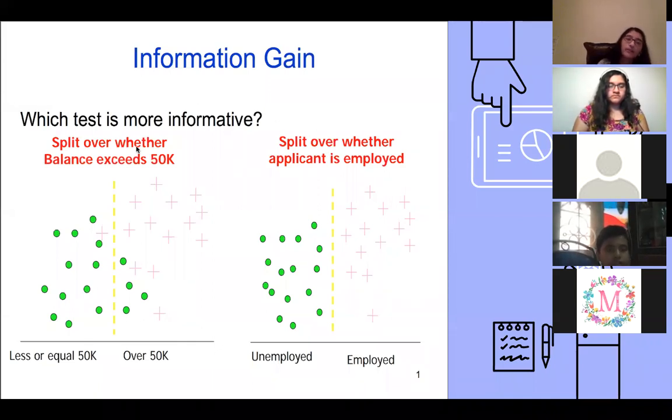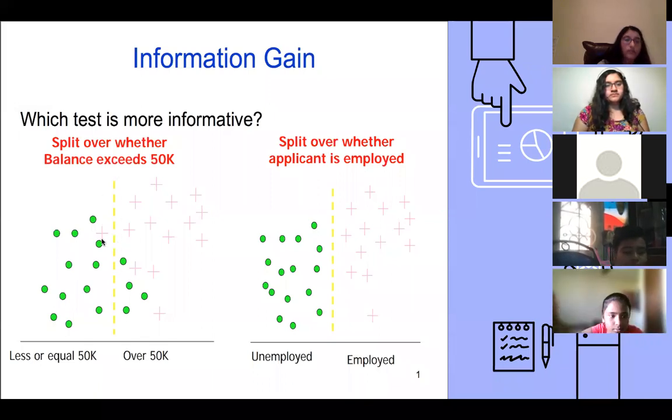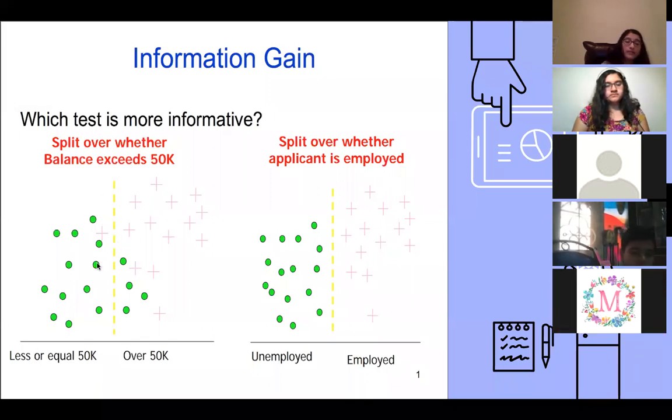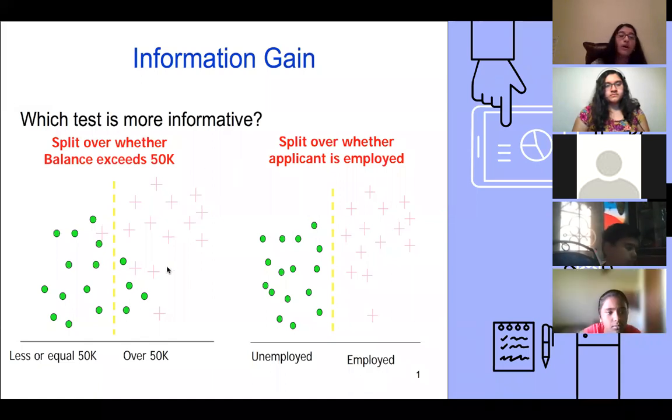So here we have a split over whether the balance exceeds 50K. If it's less or equal to 50K, this is the line that we are drawing. So these are the people who are less or equal to 50K, and these are the people over 50K. Here, however, it says split over whether applicant is employed. So unemployed will be on this side, and employed will be on this side.